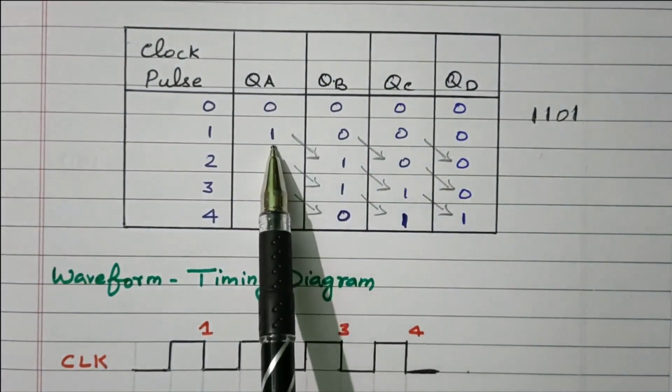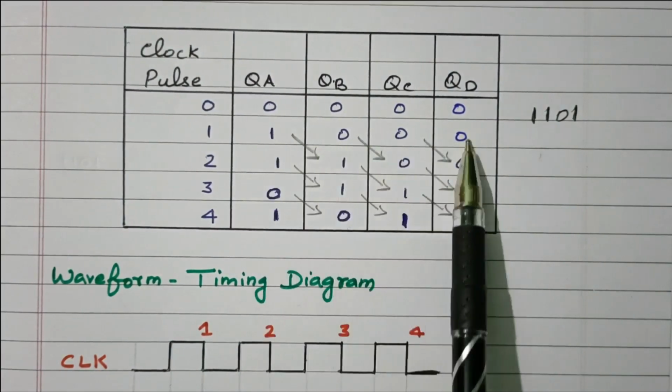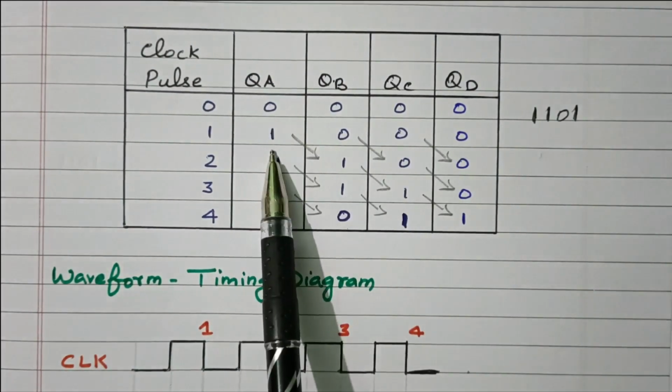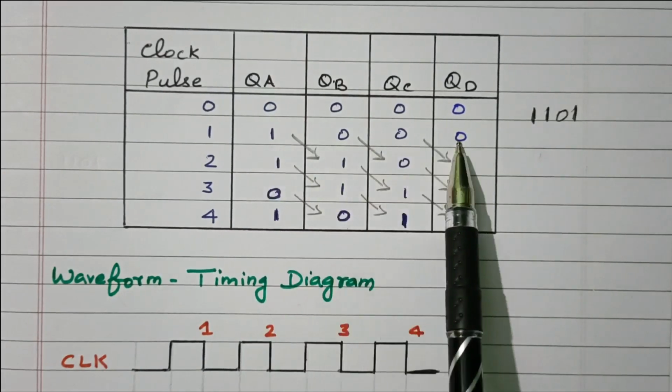First we are applying 1 to the first flip-flop. So it becomes 1, 0, 0, 0. The DA we applied will be available at the QA. QA output will be 1, other outputs are 0.